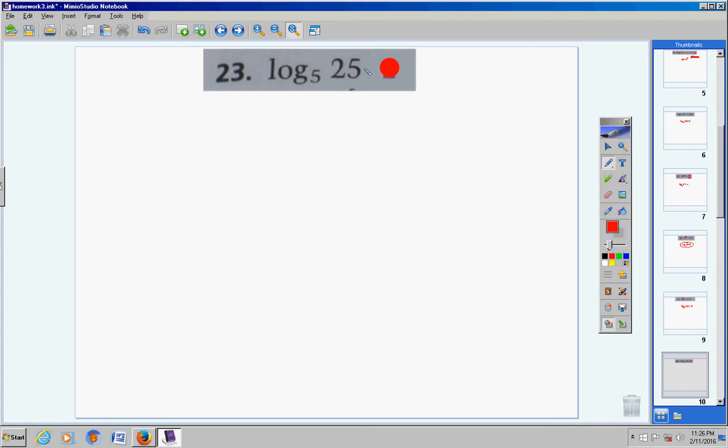And here we go. First of all, we admit we do not know the answer, so we set it equal to x. Log base 5 of 25 equals x. Next, we write it exponentially. So here's my base. I write my base here. Here's what the logarithm equals, x. That's my exponent, and your argument goes over here on its own.